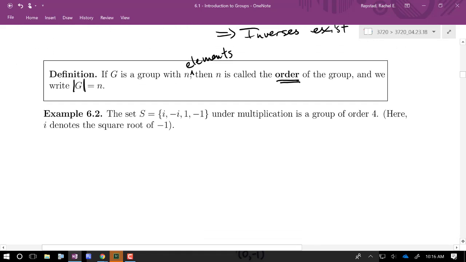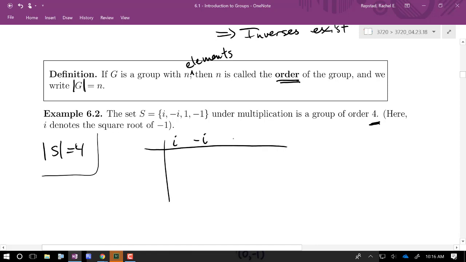So here's another set that is a group under multiplication. If i is the square root of -1, then you take i, -i, 1, and -1. As it turns out, that's a group of order 4, because certainly the size of S is equal to 4. This is really just an observation, and we'll work more with this a little bit later. We could even verify that this is a group. Actually, I think the easiest way to do this is just to make a little grid.